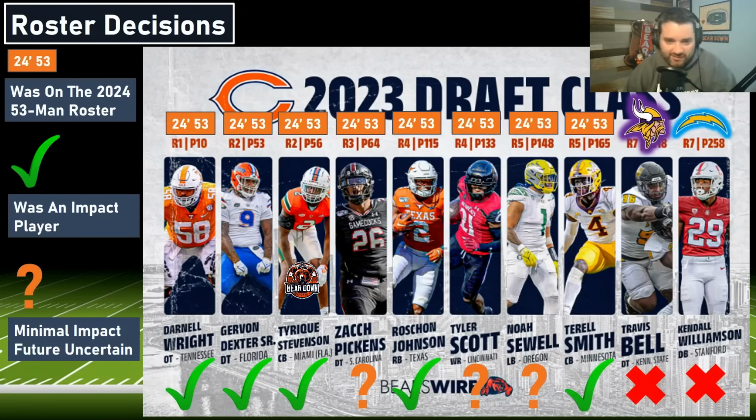Could he be shifted to safety? Probably, and that's what I've said a couple times on here. So he's not a player you're getting rid of for sure. Zach Pickens, absolute regression, the opposite of Jervon Dexter. Both of them were taken in very similar places in the draft, 11 spaces apart, pick 53, pick 64. And Zach Pickens had not a good first year and then an even worse second year.